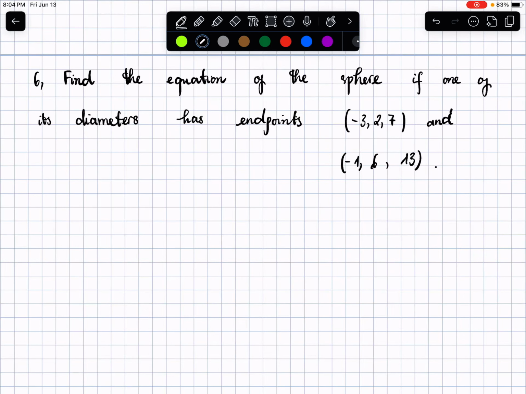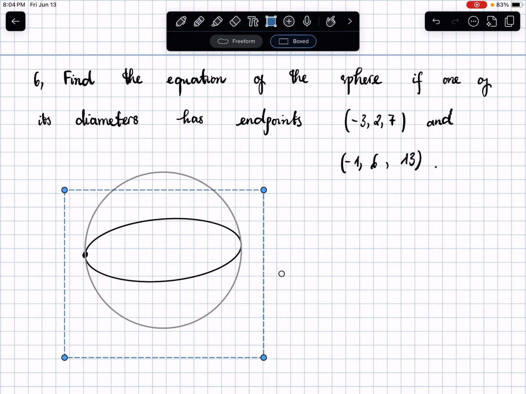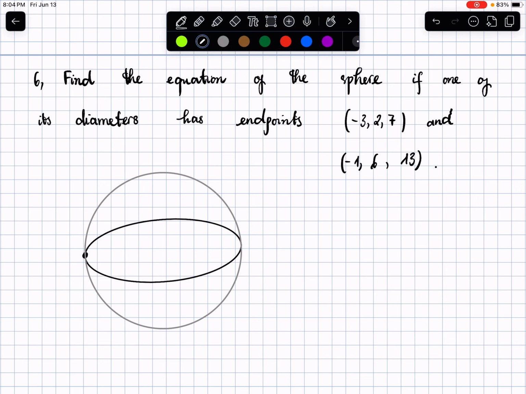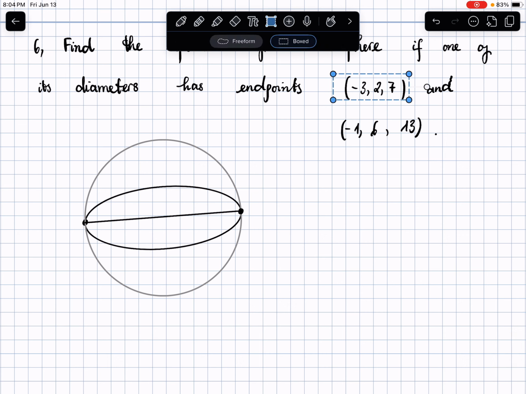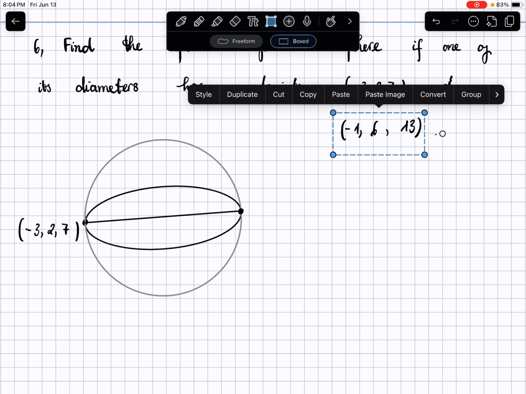Find the equation of the sphere if one of its diameters has endpoints something and something. So now we know two endpoints of one of the diameters of a sphere. I draw the sphere here and then say we know this diameter. Two endpoints. One endpoint has the coordinates -3, 2, 7. The other one is this one.